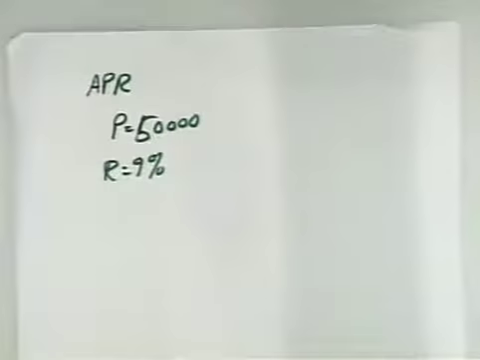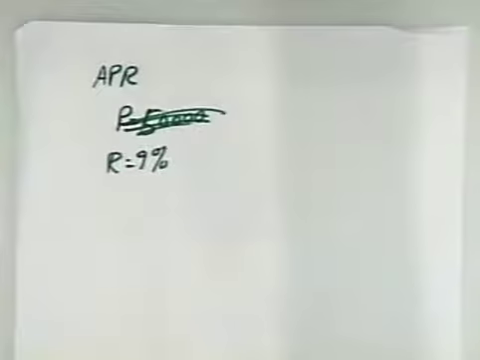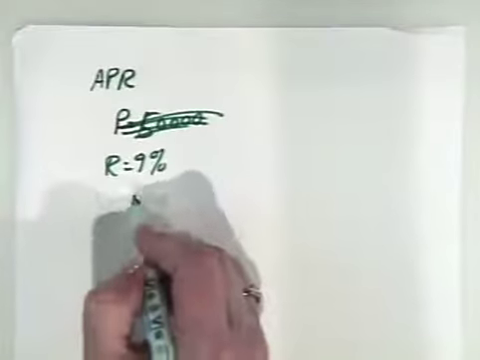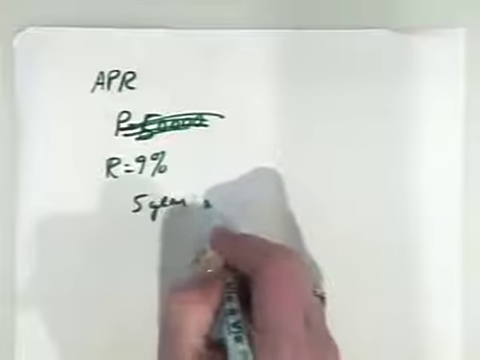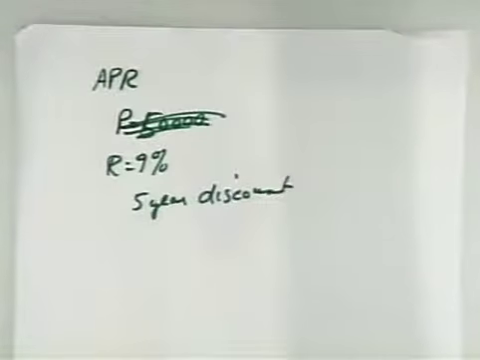How long are we borrowing our money for? Oh, I didn't want money. That was the point of this. I don't want any money. 9%. How long? 5 years. Okay, and we're going to make it discount. Okay? And someone says, what is the APR on a 5% discount note?